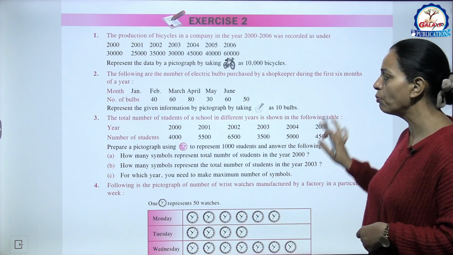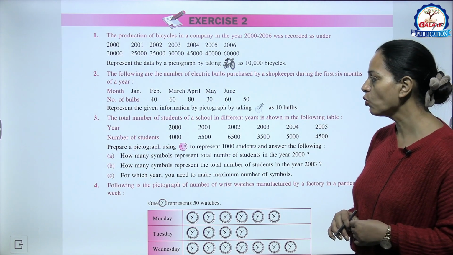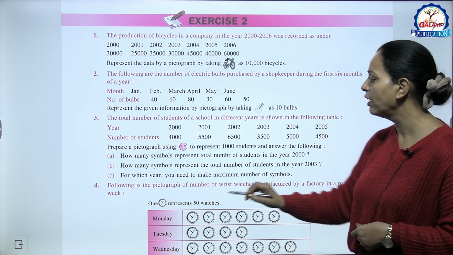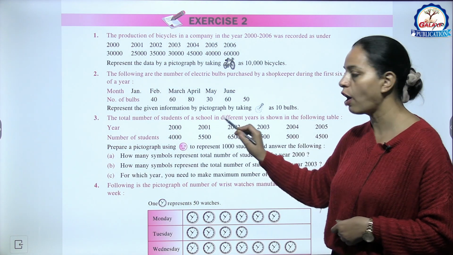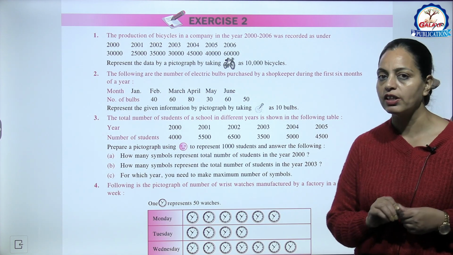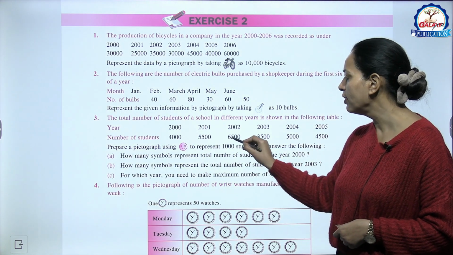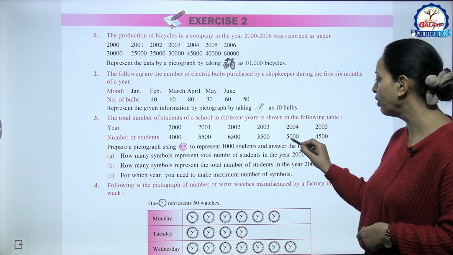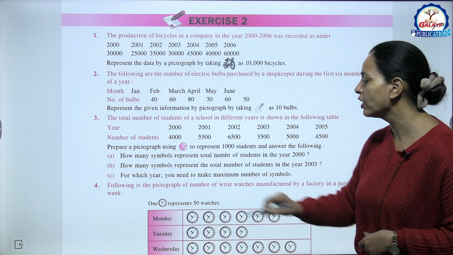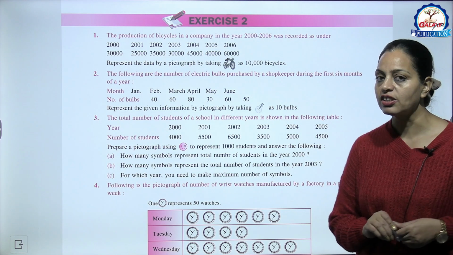Now exercise 2, based on such type of examples, like here third question, the total number of students of a school in different years is shown in the following table. Here year given 2000, 2001, 2002, 2003, 2004 and 2005. And here number of students 4000, 5500, 6500, 3500, 5000 and 4500. So prepare a pictograph using this symbol to represent 1000 students and answer these questions.